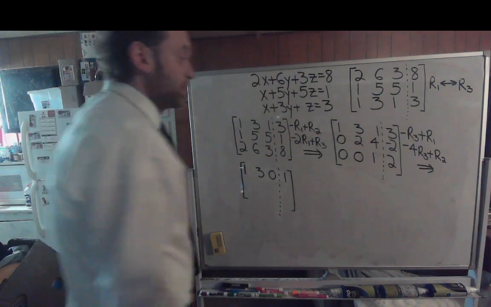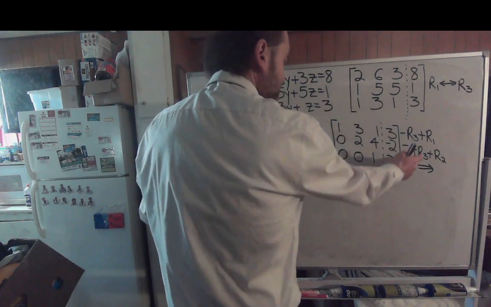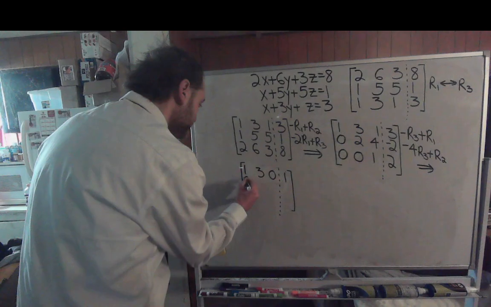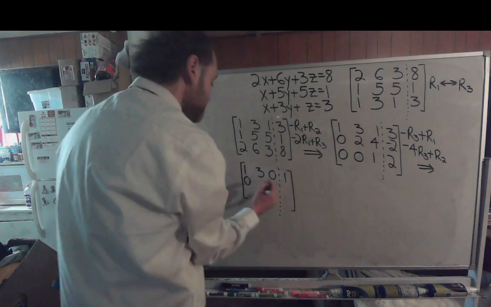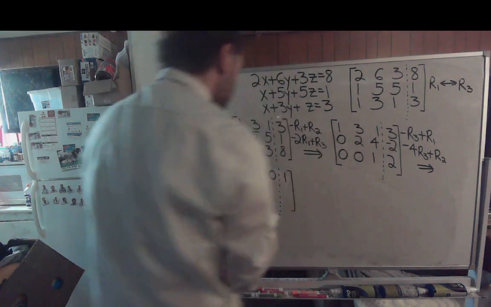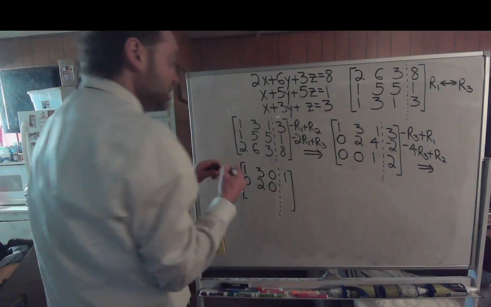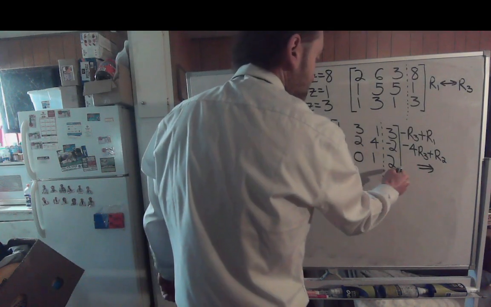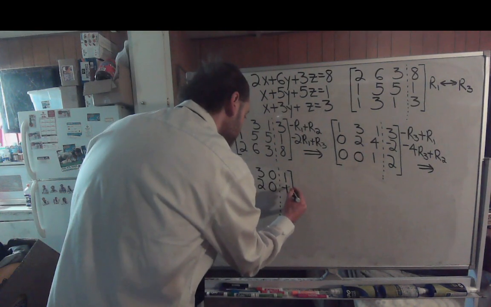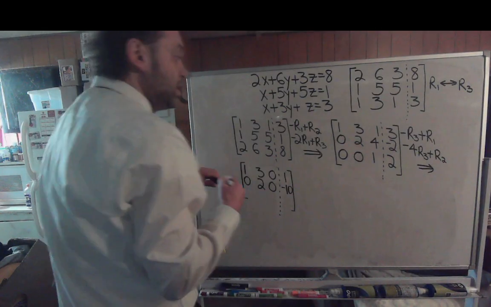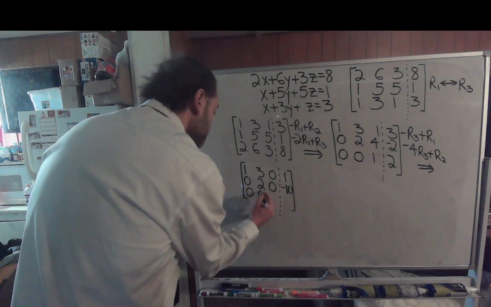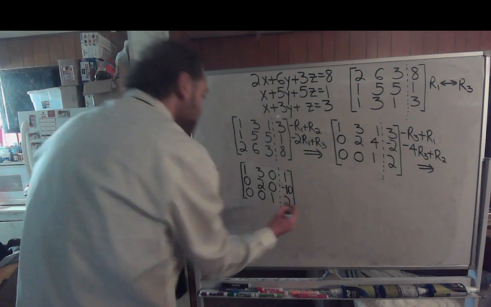Now let's deal with operations between rows 3 and 2. 0 plus 0 is still 0. 0 plus 2 is still 2. Alright, so negative 4 plus 4 is 0. Negative 4 times 2 is negative 8. Minus 2 is actually negative 10. And then you have your third row, which is still 0, 0, 1, and 2.